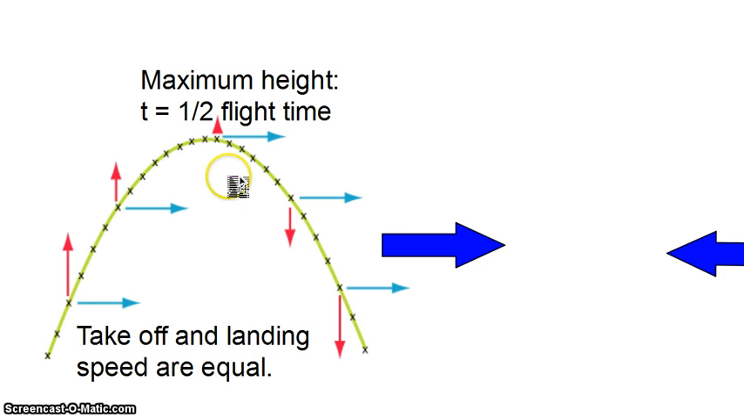A couple things to notice about the parabolic path: the maximum height is always when you're halfway through the flight, so time is equal to half the overall flight time. And your takeoff and landing speed are equal. The velocities are equal and opposite, but since speed doesn't have a direction, they're equal. So whatever speed you take off at, that's the speed you land at. Also, whatever angle you take off at, that's the angle you land at. Both of these things, the maximum height and the takeoff and landing, assume that you're taking off and landing at the same height, so that your overall vertical displacement is 0.